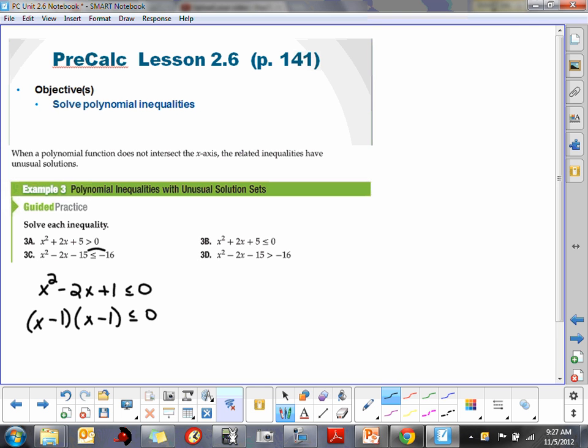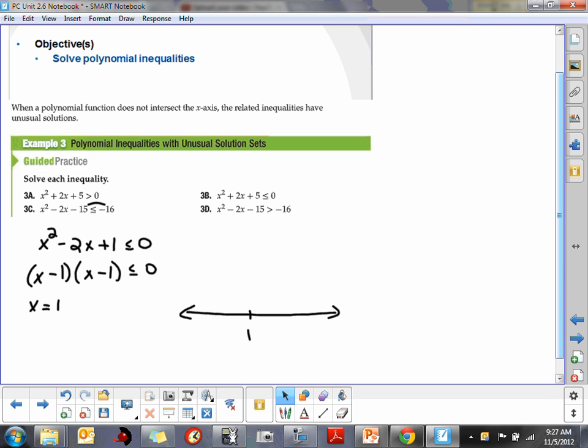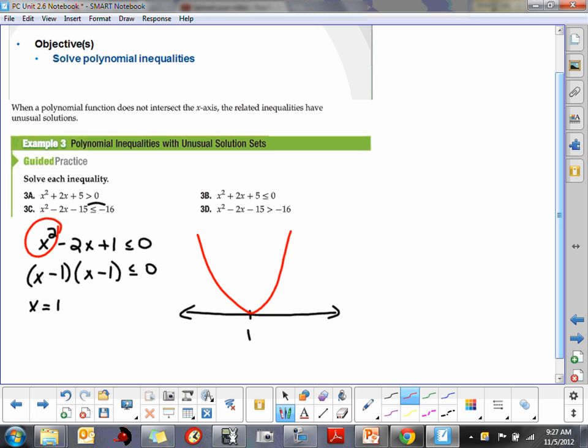That is the correct factorization of it, which means we really only have one related 0, and that is when x is equal to 1. So our graph would have to be, here's our x-axis, our number line, here's 1. Our graph is going to have to smile because of the positive leading coefficient. A quadratic is a U-shape, so it's going to come down here, touch and be tangent, and come back up because it has multiplicity of 2.